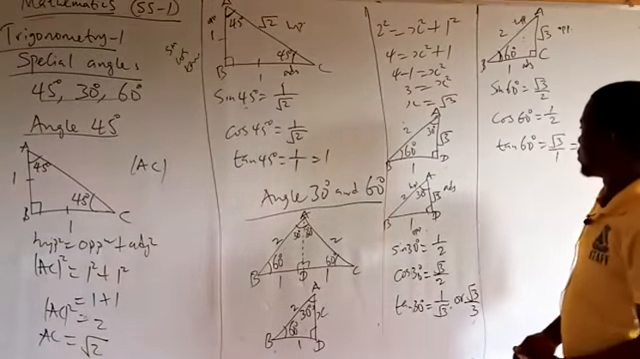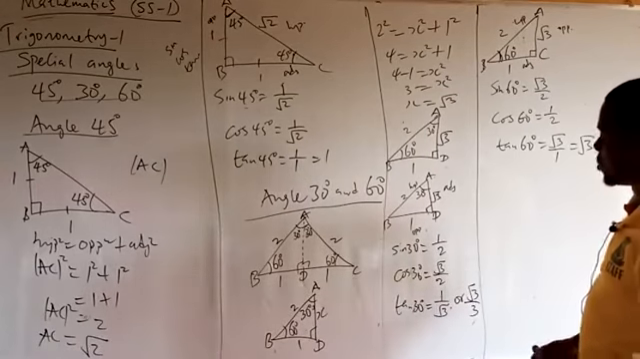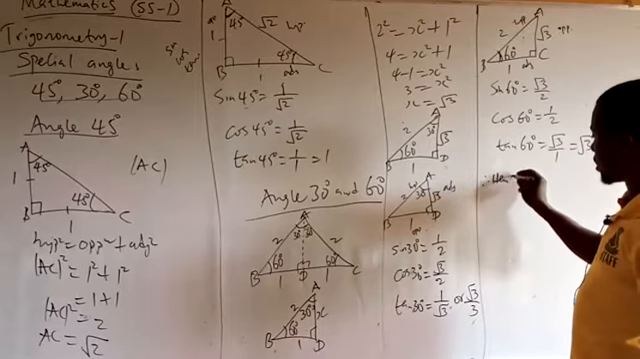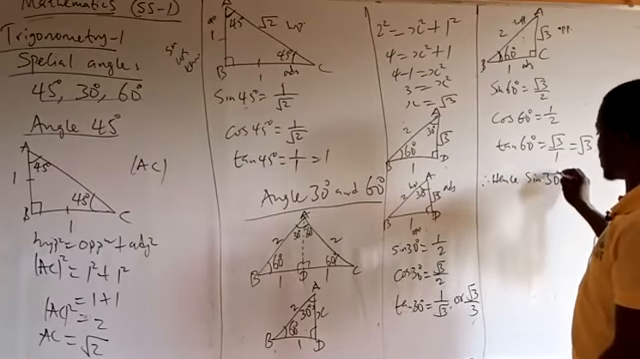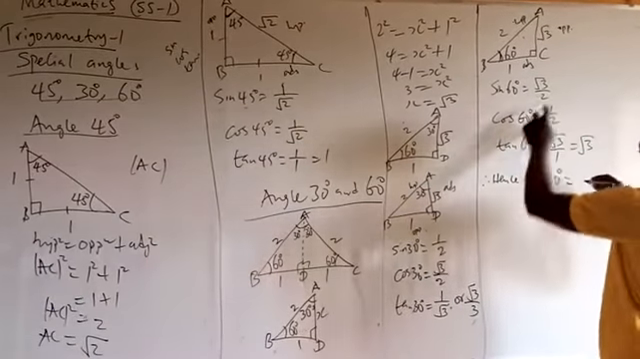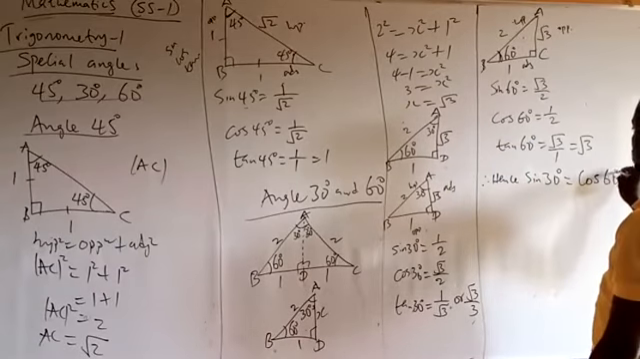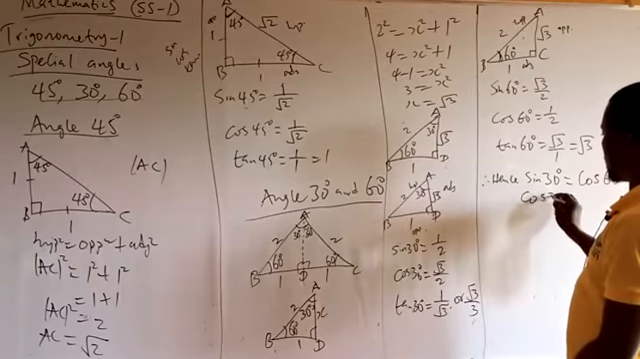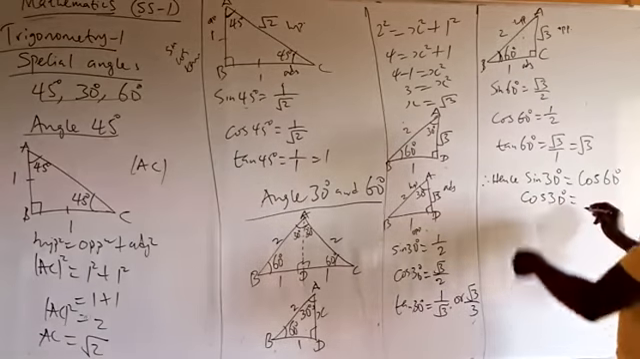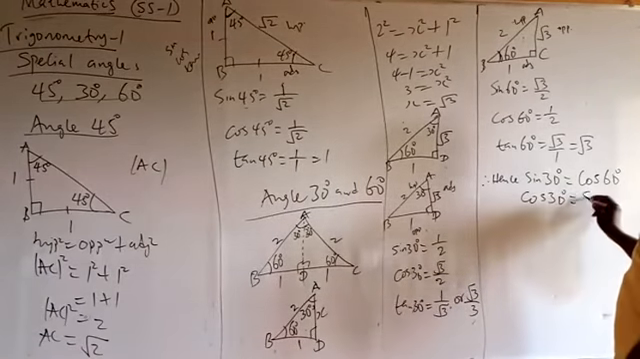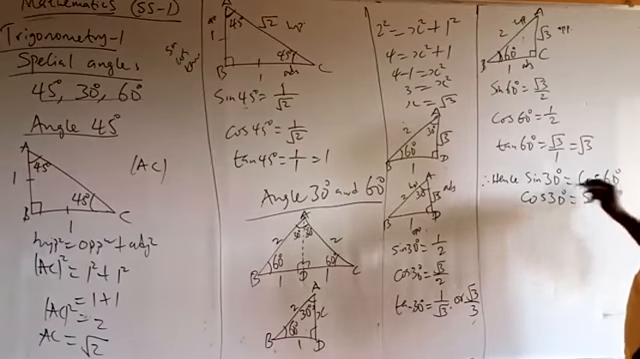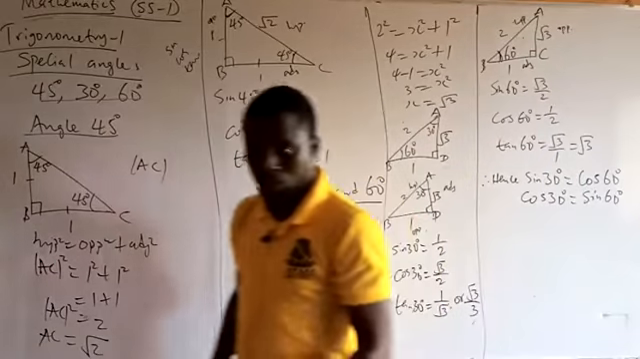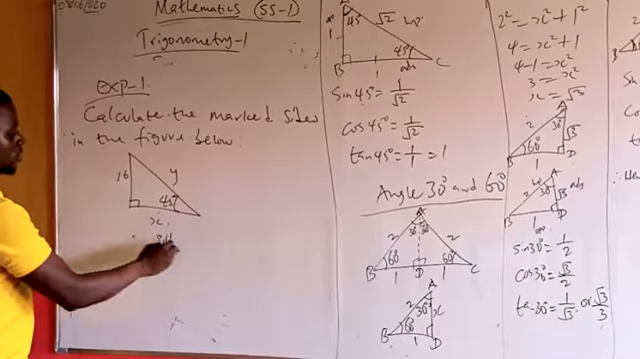So these are special angles. So please take note. In these angles, you will witness that sine 30 degrees has the same value as cos 60 degrees, 1/2. Then cos 30 degrees is also equivalent to sine 60 degrees. They have root 3 over 2. So let's take an example. Are you with me? Let's take an example.